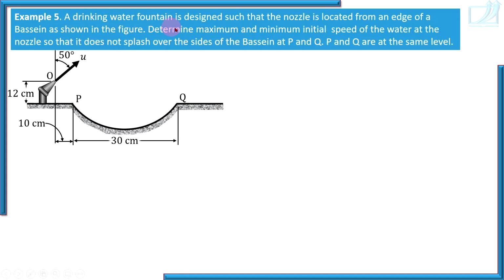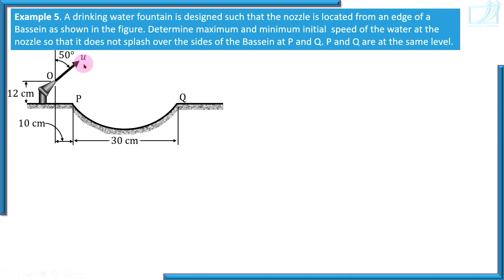Read this problem. A drinking water fountain is designed such that the nozzle is located from an edge of a basin as shown in the figure. Determine the maximum and minimum initial speed of the water at the nozzle so that it does not splash over the sides of the basin at P and Q. P and Q are at the same level. Now listen, when water gets ejected from the nozzle at that instant, that is initial speed U to be found out. So V0 is U here, it is unknown.